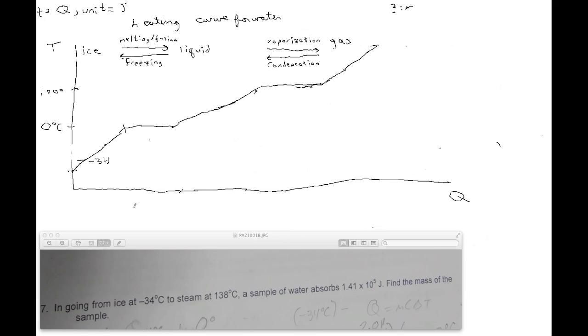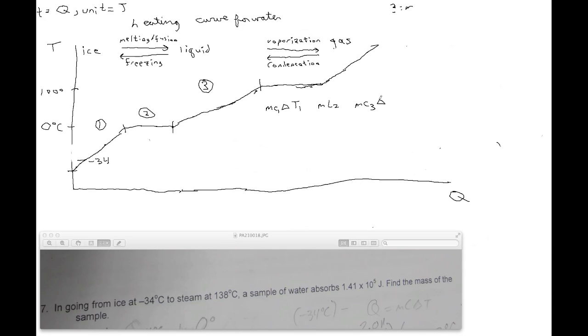And that was where you would use Q equals mc delta T. Second one, you have ice at 0 degrees C that goes to liquid at 0 degrees C. That is equal to Q is equal to ml. Then the liquid at 0 degrees C is going to go to 100 degrees C. So that's Q is equal to mc delta T.